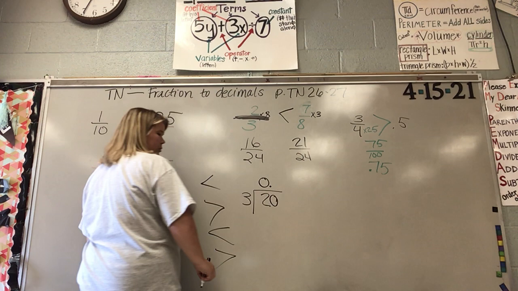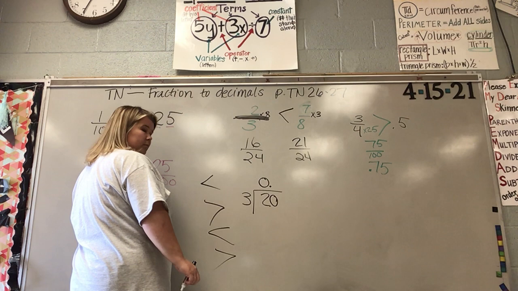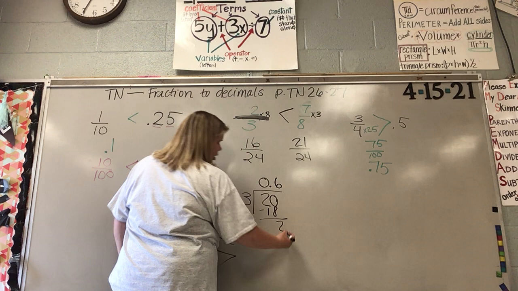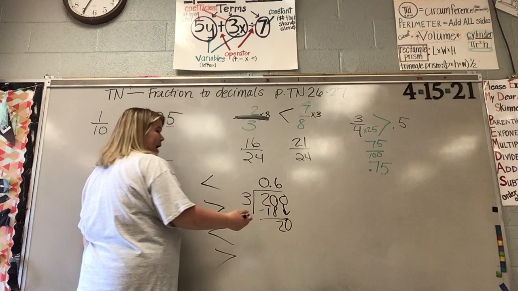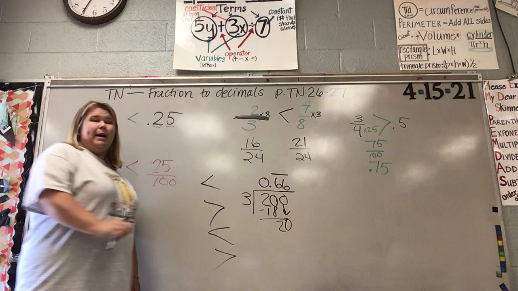3 goes into 20? 6 times. Minus 18 leaves me? 2. Bring a 0 down and then you subtract 18. So what's happening? So what does that mean you do? Put a line over the 6. It's a decimal that never ends.